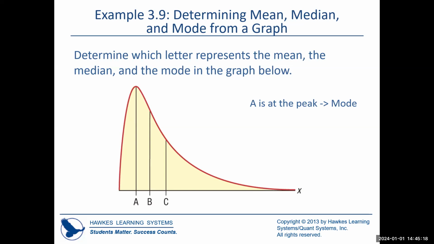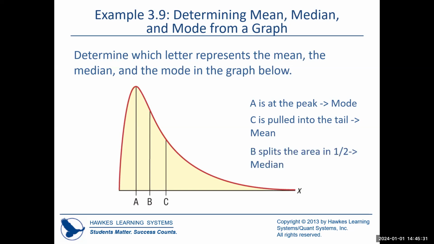Because this graph has a tail, we remember that the mean is impacted by outliers, so it gets pulled into the tail. So C has to be the mean. It's getting pulled away from where most of the data is. For B, it's going to take a little bit of imagination, but if you can picture it, B would be the point that splits the area in half, 50% on the left side, 50% on the right side. You might have to use a little bit of your imagination to see if that works. But these would be the three values, mean, median, and mode, for this sort of right-skewed graph.